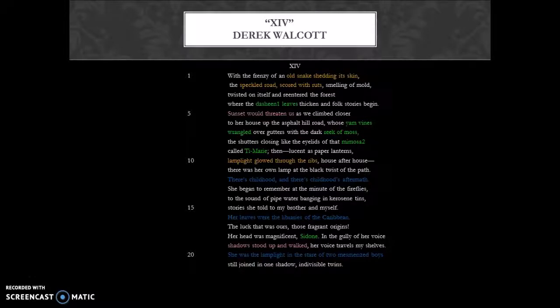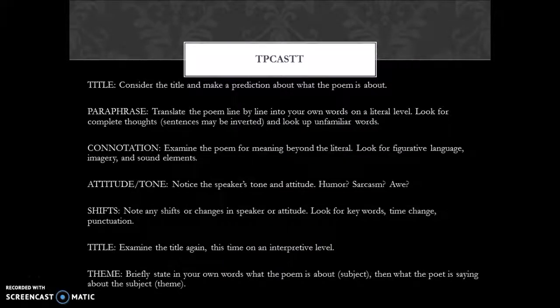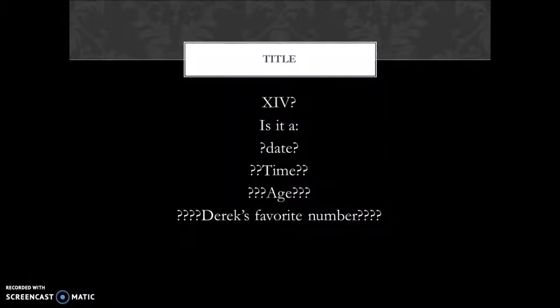Now on this next slide, if you don't recognize it, then you are probably not an AP student, or you're Bruce Willis at the end of Sixth Sense. Yes, it's the famous Tipcast. Starting with the title, XIV. Is it time? Is it a date? Is it another dimension? Is it Derek Walcott's favorite number? You can't really tell unless you know everything about the poet himself.